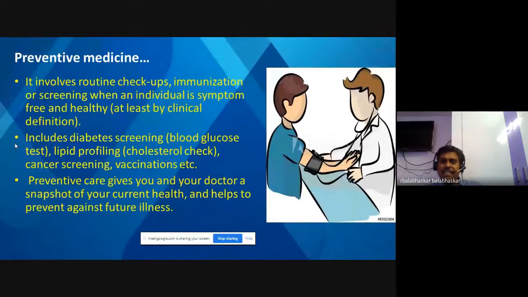So what exactly does preventive medicine help you out with? It gives you and your doctor a snapshot of your current health, so that what might happen to you over a period of time, or what might affect you. For example, if you are going to have a familial heredity of diseases, then the preventive medicine becomes an important one, so that you will have a constant check on what you're going to do.